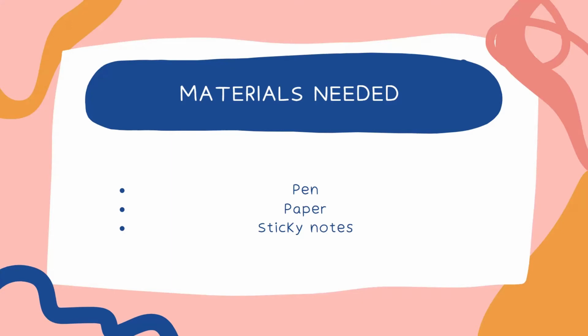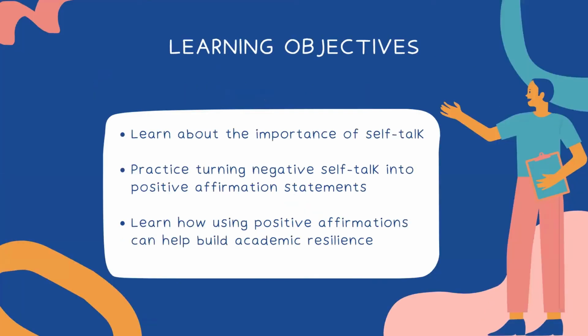For this workshop, you will need a pen, a piece of paper, and some sticky notes. Learning objectives. By the end of this workshop, you will know the importance of self-talk, and we will practice turning negative self-talk into positive affirmations. We will also learn about some of the science and research behind how using positive affirmations can help build academic resilience.